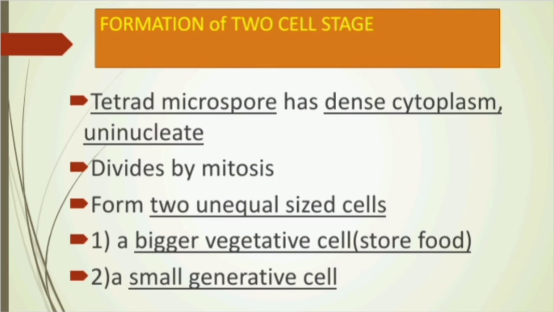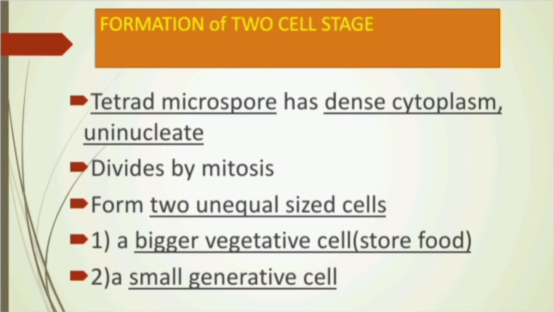Clear? And this process, the formation of the two cell stage, is the stage that contains the bigger cell, the vegetative cell, and the smaller cell, the generative cell, as it contains two cells inside a single pollen grain. This stage is called the two cell stage, and it is accomplished by mitotic division, that is the multiplication division.